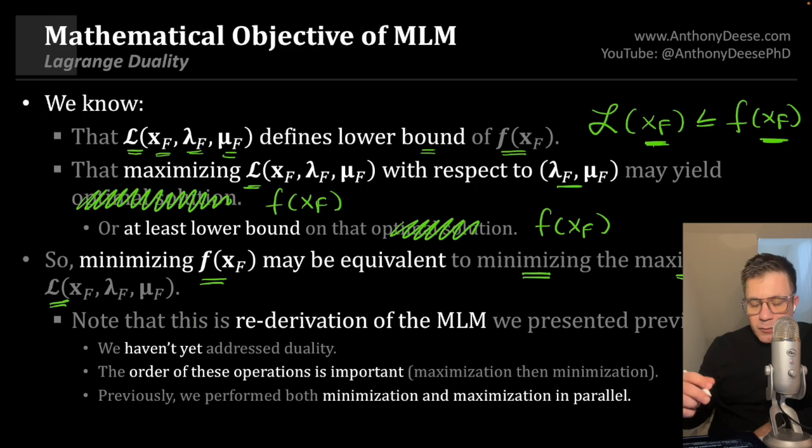Note that this, in some regards, represents a rederivation of the method of Lagrange multipliers we presented previously, but perhaps a little bit more accurate. Now, we still have not addressed duality yet. And the order of these operations, we'll see in a second, is important, the maximization and the minimization. Previously, we really just assumed that we were doing them in parallel. So I want to talk about this relationship between the Lagrange function and f in a little bit more detail. So let's try to use some math to restate what we said on the previous slide and perhaps clarify a couple points.